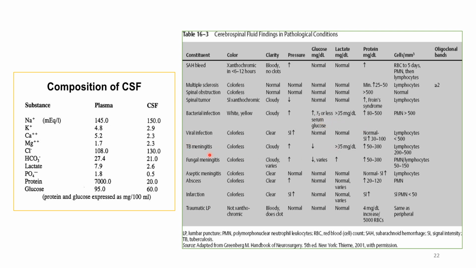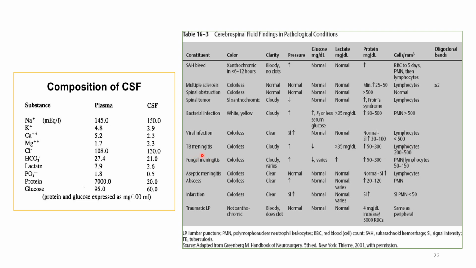In viral infection, TB meningitis, fungal meningitis, aseptic meningitis, abscess, and infarction, the CSF is colorless, and the pressure may be increased. In all infections, the pressure may be increased. In viral infection, the glucose is normal, lactate is normal, proteins are slightly increased, and here you can see lymphocytes. So if you see neutrophils, that is a bacterial infection, and if it is a viral infection, an increase in lymphocytes will be present.